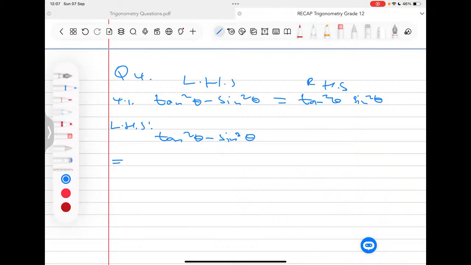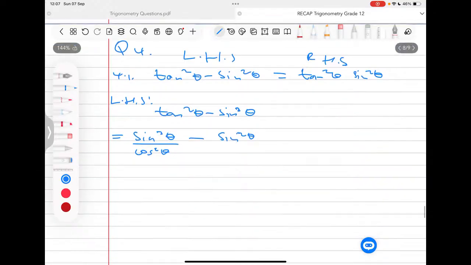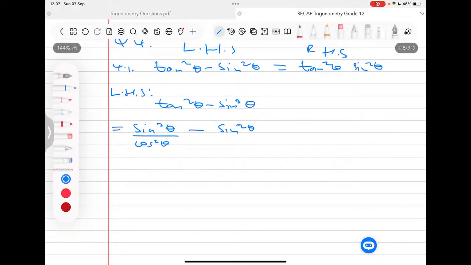So naturally, what I will do here is turn my tan theta into its quotient identity, which says tan squared theta is the same as sine squared theta over cos squared theta, right? And I'm going to leave this sine squared theta as it is for now. And at this stage, when I'm looking at this problem, it becomes fractions, you know. This can be seen here as 1.